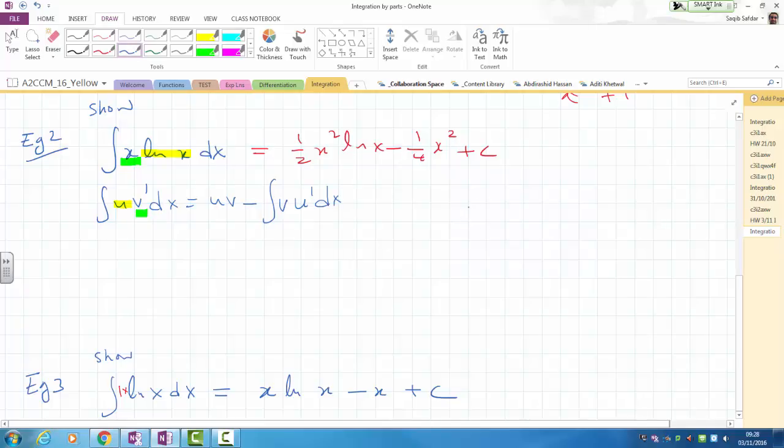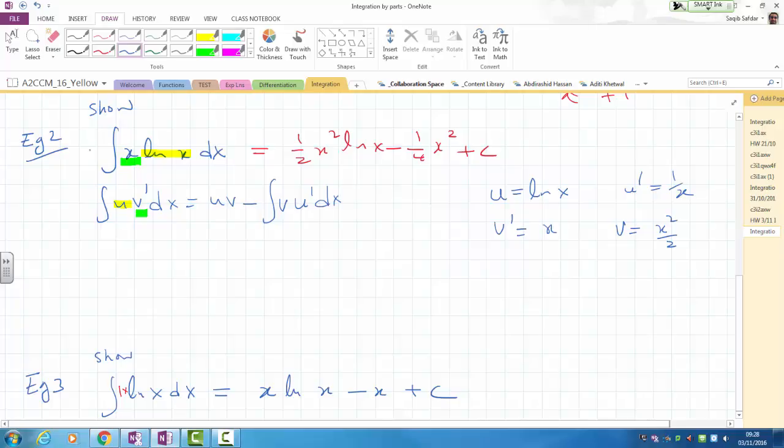Right, so u equals ln x, and therefore u prime is simply 1 over x. V prime is x, and therefore v equals x squared over 2.